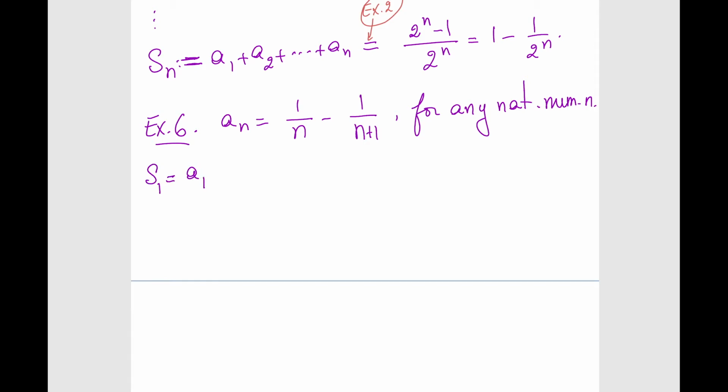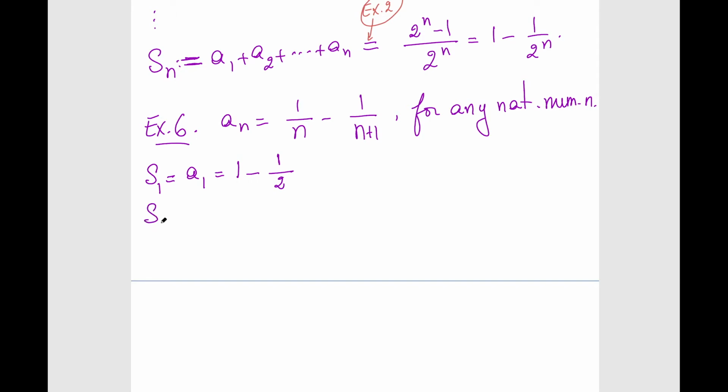S1 is A1, right, by definition. And A1 is, this is the recipe for any term. For the first term, so for A1, that's 1 over 1, which is 1, minus 1 over 2. Okay? So 1 minus half is S1, which is half, right? Okay, I'm going to just keep it for this, because I want to try to convince you what the nth partial sum is. You're going to see.